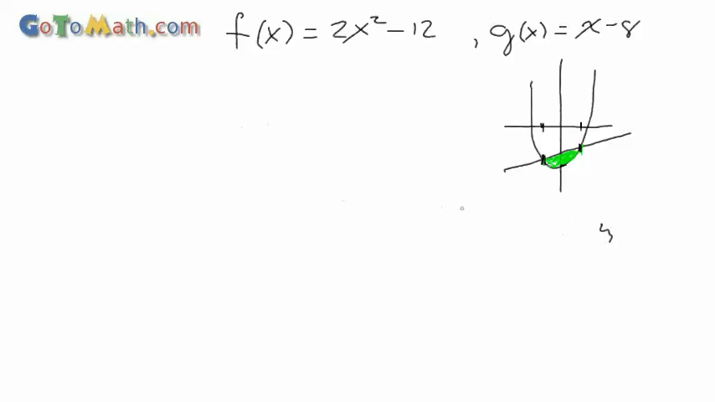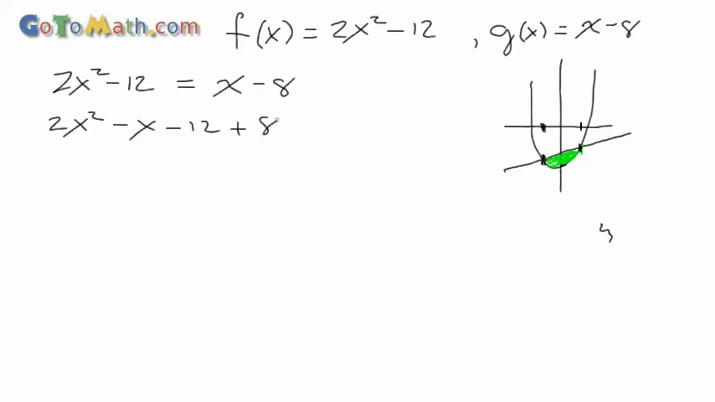Alright, so let's set up this integral. Actually, before we set up the integral, we have to find the x coordinates associated with these 2 points, and that means we set both functions equal to each other. Let's just do it right up here so I have plenty of room. I'm tired of running out of room. We set them equal, solve for x, and we have to take the x over, minus 12 plus 8, because we have to take the 8 over to this side also.